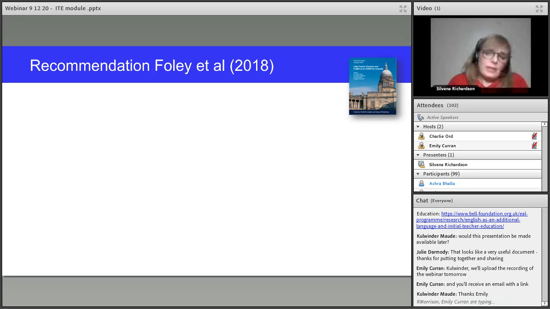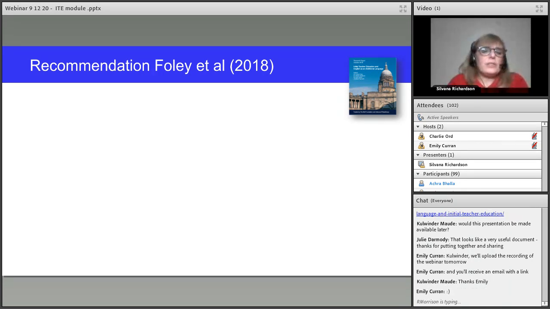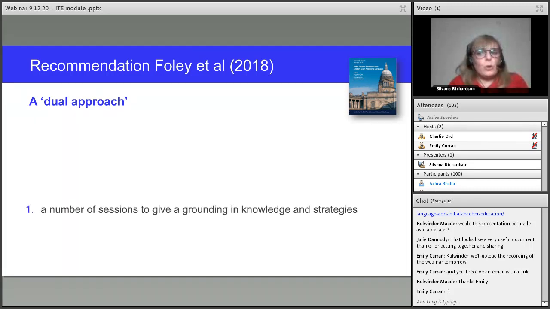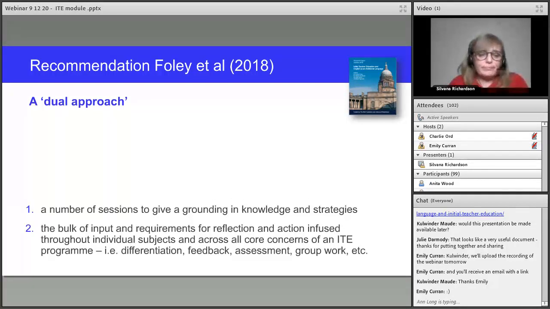Before I begin this section, I just wanted to say that in the research study by Foley and her colleagues, they recommended, as part of the recommendations, a dual approach whereby in teacher education programs, a number of sessions should give a grounding in knowledge and strategies for working with learners who use English as an additional language. But they said that the bulk of the input and requirements for reflection and action in the ITE program should be infused throughout individual subjects and across all core concerns of an ITE program.